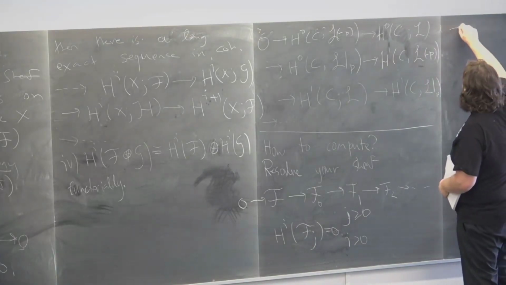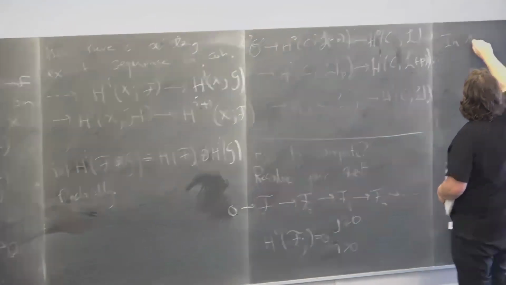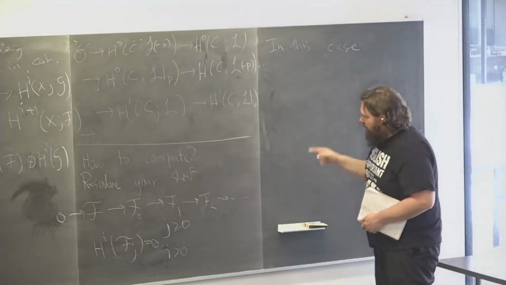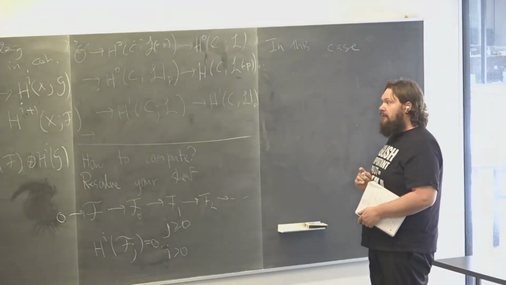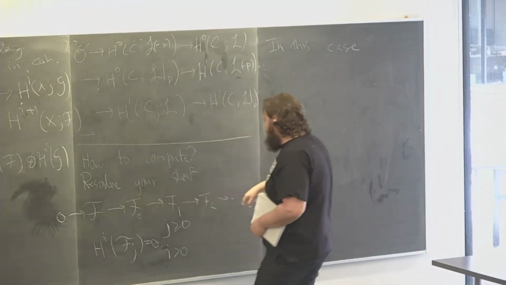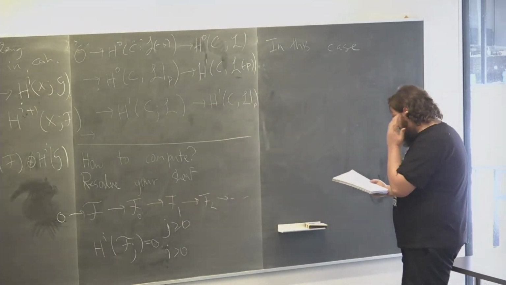But there are lots of properties that sheaves can have that make their cohomology vanish. And in this case, you can apply the exact sequence to describe the cohomology of F in terms of the complex of sections of these things.